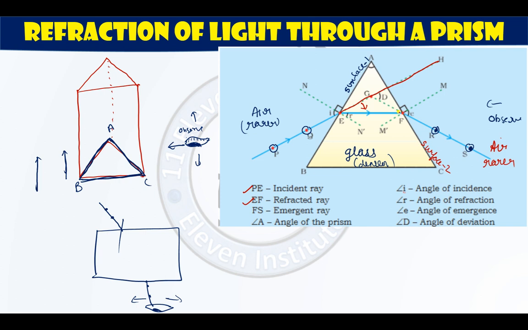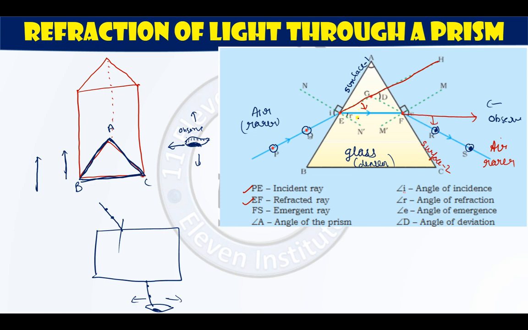It would have traveled in a straight line like this. But there is a surface separating two media. Here there is glass, here there is air. This ray has to travel from a denser medium to a rarer medium. So it will bend away from the normal. Now see, this is the normal. The ray would have traveled like this, but it is bending away from the normal. This is the normal and it has bent away from the normal.